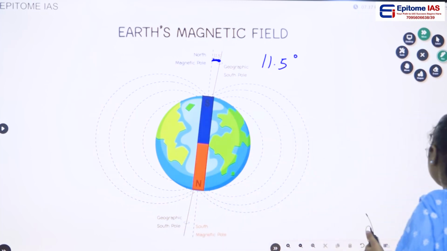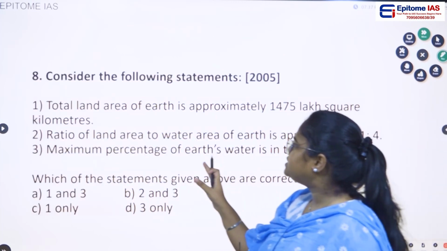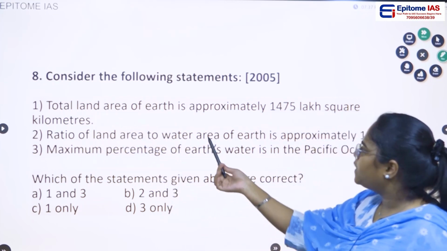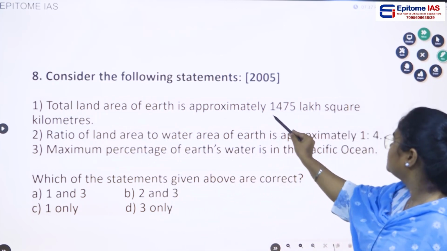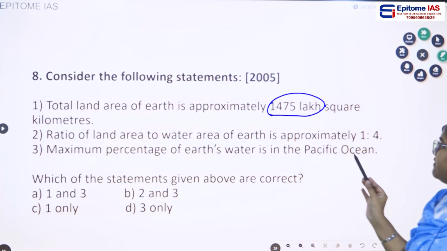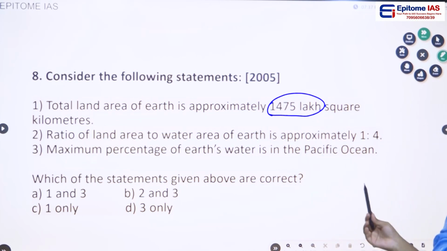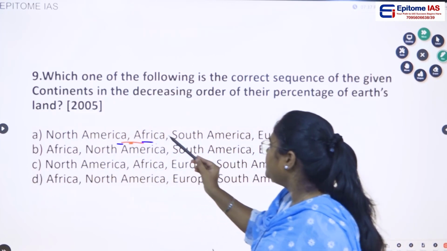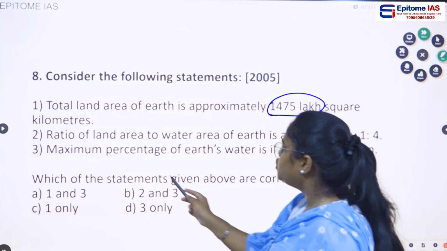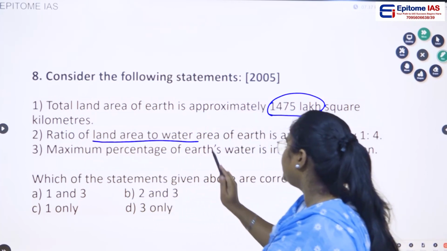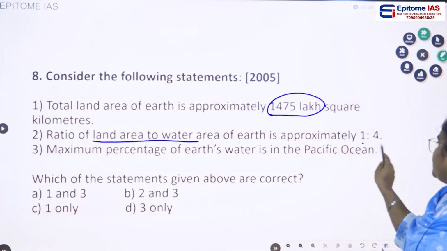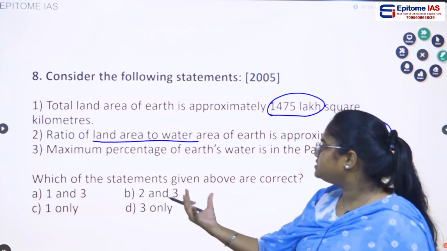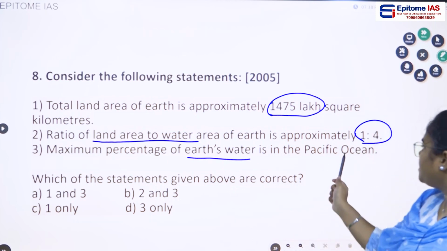So let us go to the next question. Consider the following statements. Statement 1, the total land area of Earth is approximately 1475 lakh square kilometers. Statement 2, the ratio of land area to water area of Earth is approximately 1:4. Statement 3, the maximum percentage of Earth's water is in the Pacific Ocean.